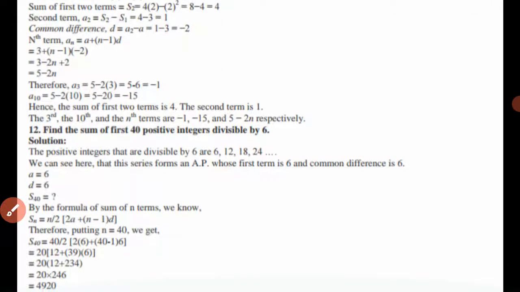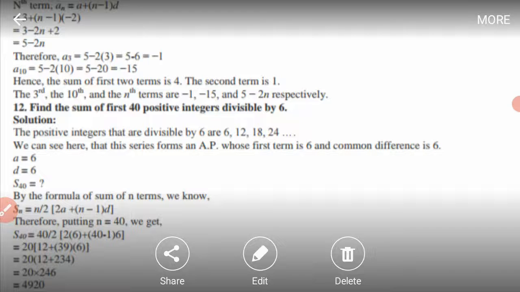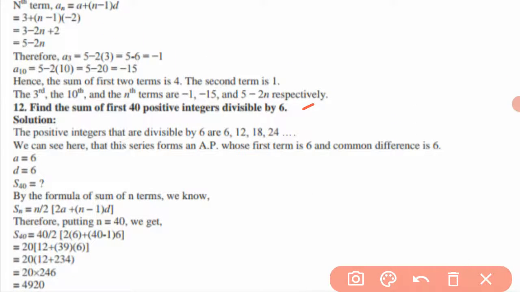Now after this, see question number 12. In question number 12 we have to find the sum of the first 40 positive integers divisible by 6. So here we have to find the first 40 positive integers which are divisible by 6. So we have to find S40. The value of a, the first term, equals 6, and the common difference will also equal 6.